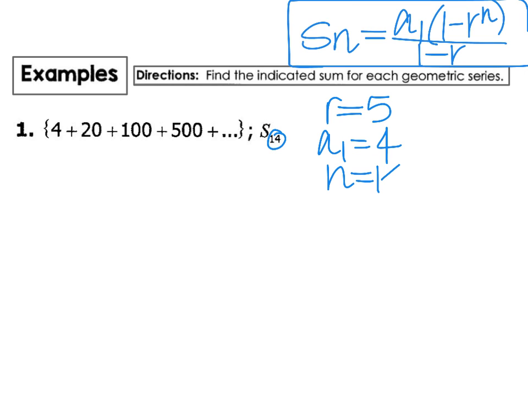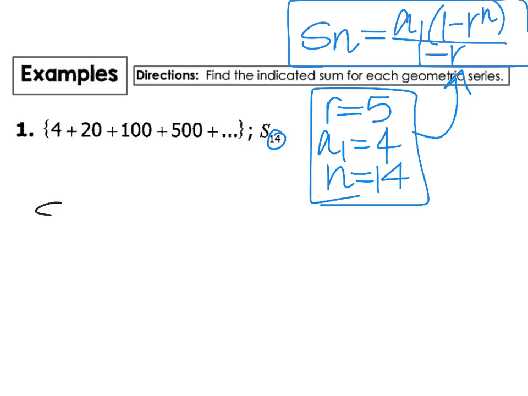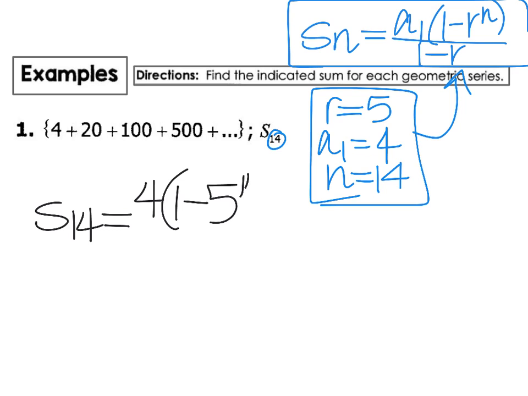So n equals 14. Now we're going to take these facts and plug them into our formula. The sum of the first 14 terms equals our first term times 1 minus our common ratio to the nth power divided by 1 minus our common ratio. Now, plug this into your calculator. Let your calculator do all the hard work. This is why it's really important to have a scientific calculator here, because this is very difficult to do without it.